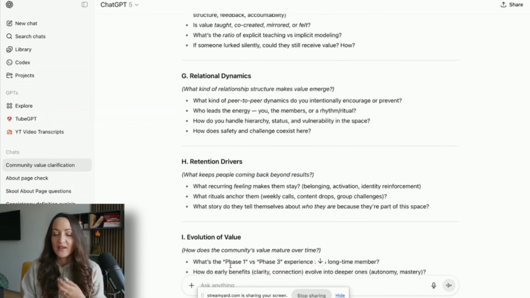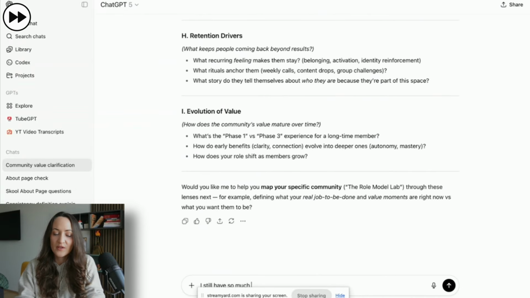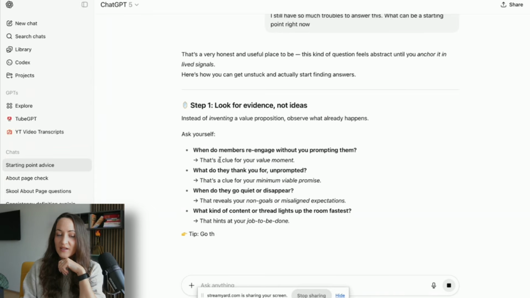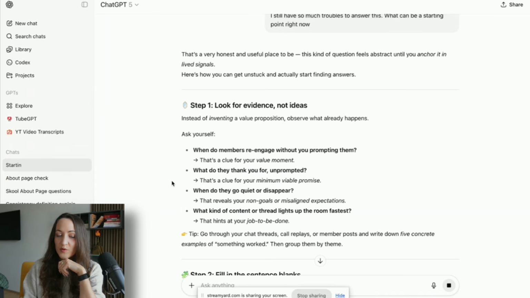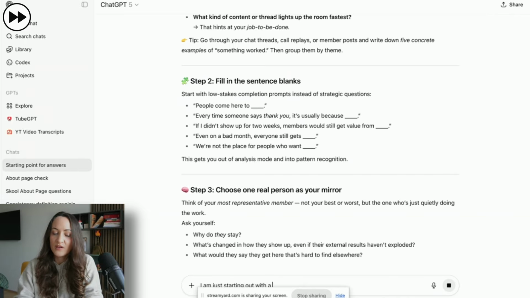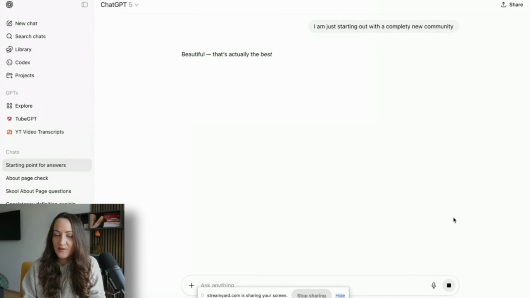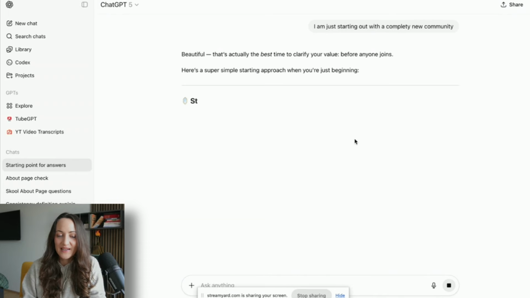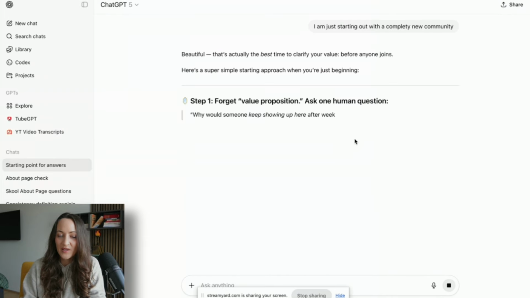And if I say I still have so much trouble answering this, what can be a starting point right now? Look for evidence, not ideas. When do members engage without prompting them? What do they thank you for unprompted? I'm just starting out with a completely new community. Okay, beautiful. That's actually the best time to clarify. Yes. Okay. And then it gives me a much simpler starting point. Why would someone keep showing up here after week 1? And then you can take it from there, right?